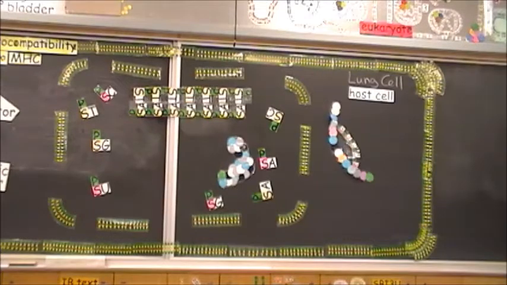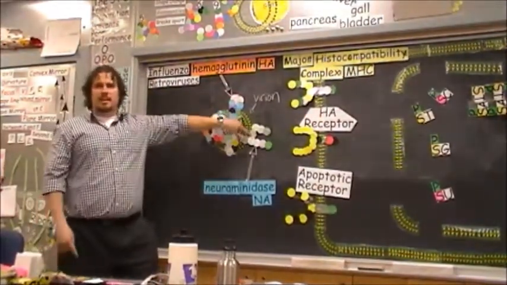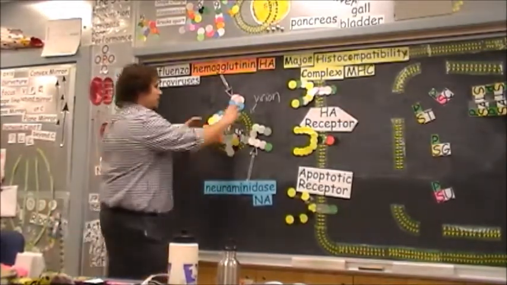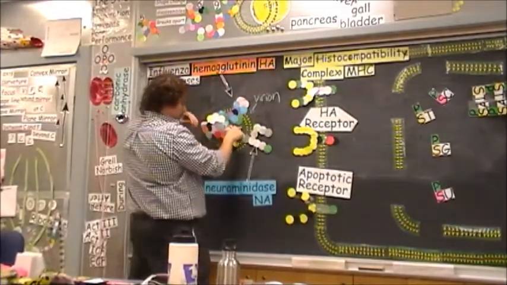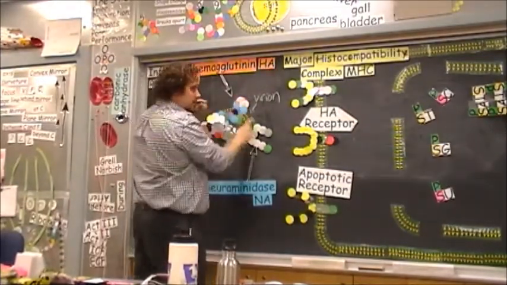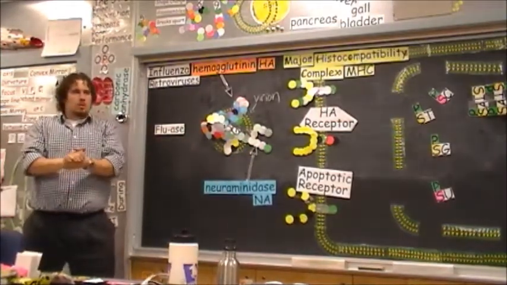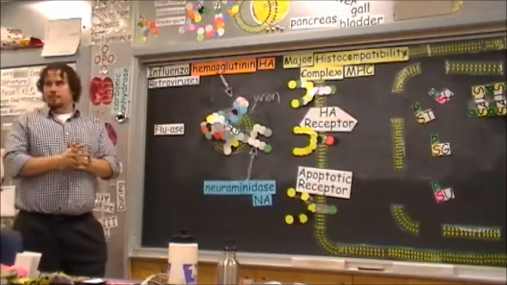So this is a flu virus. This is a flu particle. Hemagglutinin and neuraminidase are both glycoproteins that are embedded in the membrane of the virus particle. That's why they are partially in the cell, partially out of the cell. First one we're going to talk about is hemagglutinin.